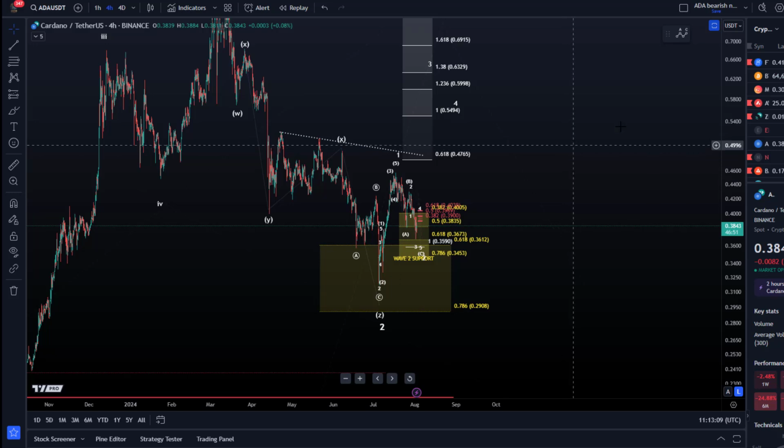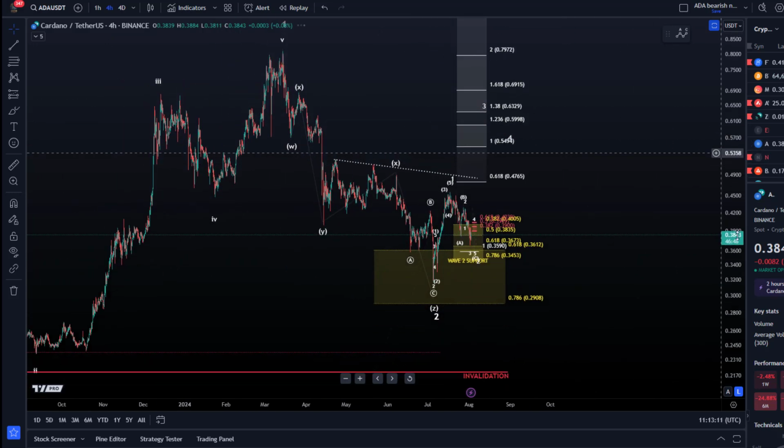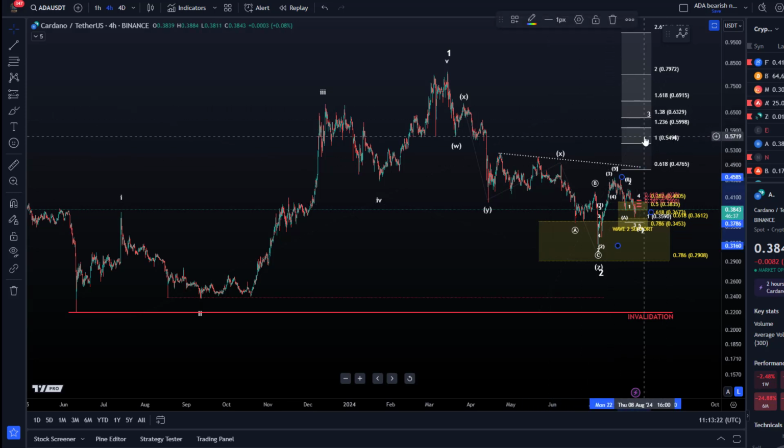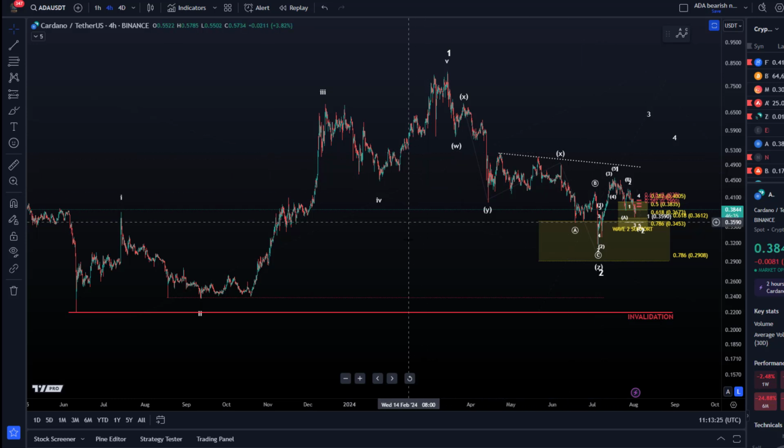Quick look at the 4-hour chart first here to get everybody on the same page. We're currently looking for a further trend continuation to the upside, but so far ADA hasn't really given us very clear signals that it wants to do that. So let's talk about the structures.